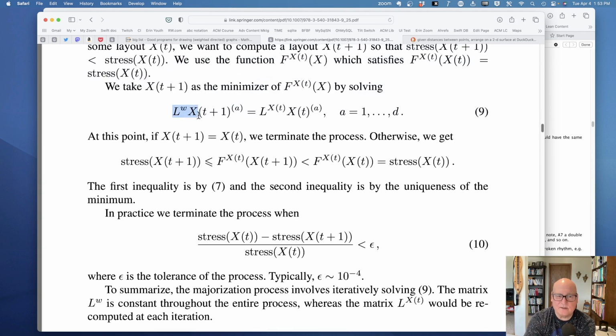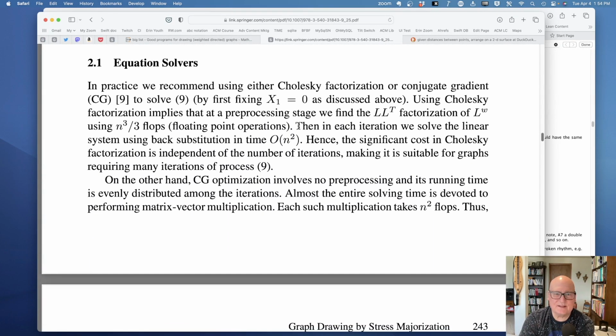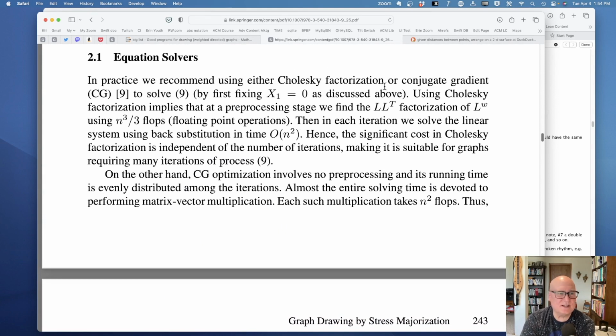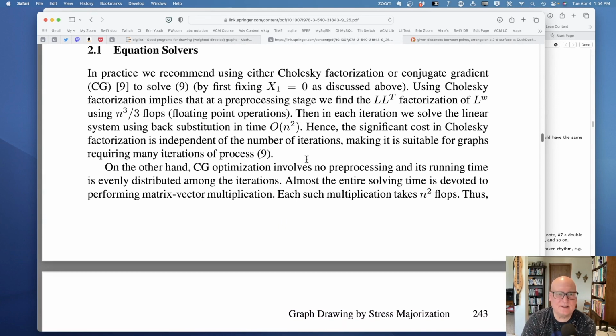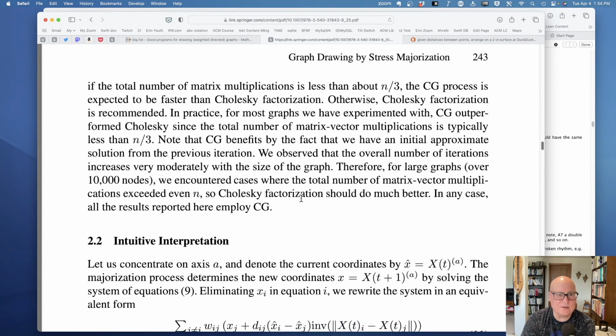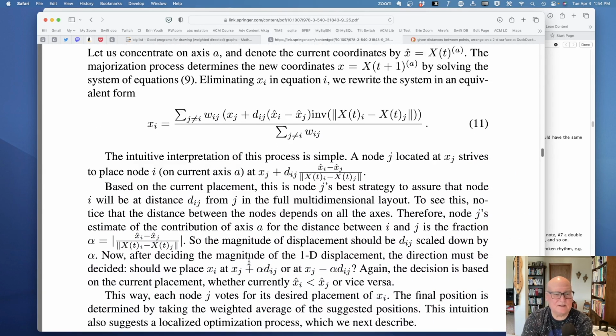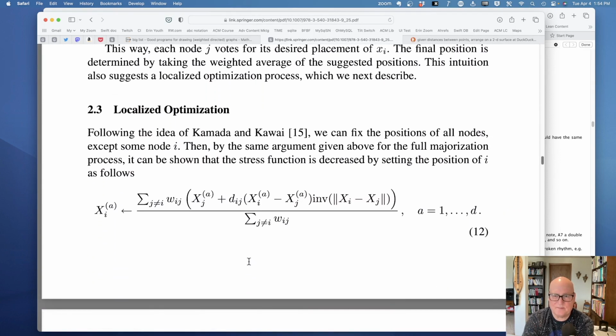I don't know that I can do that. Use Cholesky factorization or conjugate gradients. What I think they had somewhere is a conclusion that many times CG is faster, and that's what they've used. Okay, I don't know.